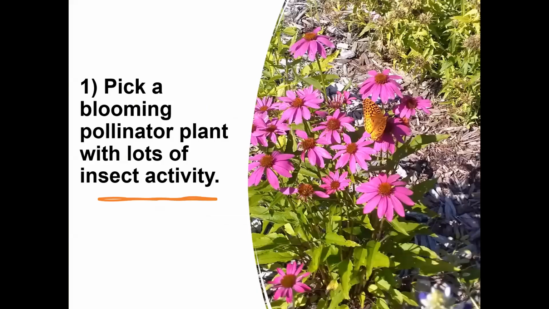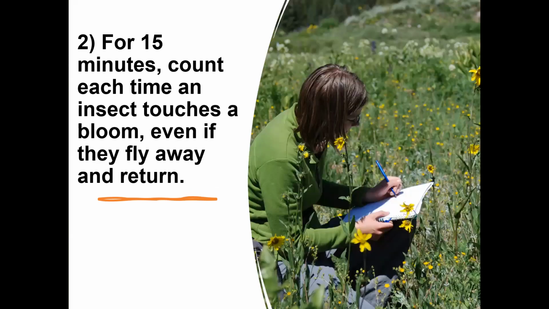It's pretty easy, very, very easy. You're going to pick a blooming pollinator plant with lots of activity. You don't just have to pick one flower. You can pick the whole plant if you want. That's fine. And then you're going to take 15 minutes. So you're going to tell Siri to set an alarm for 15 minutes, or I don't know what the Android version of Siri is, but set an alarm for 15 minutes.